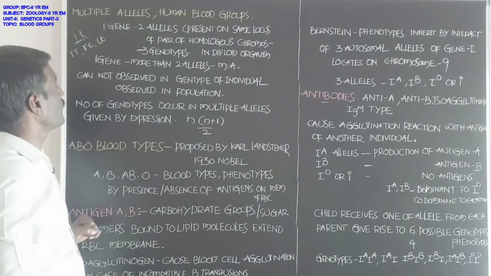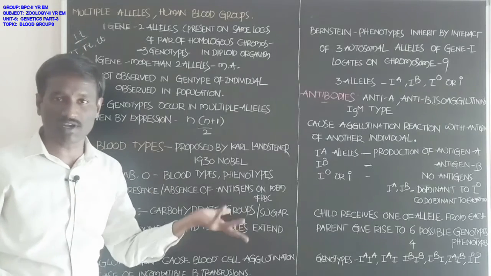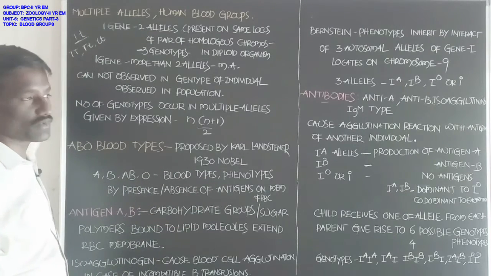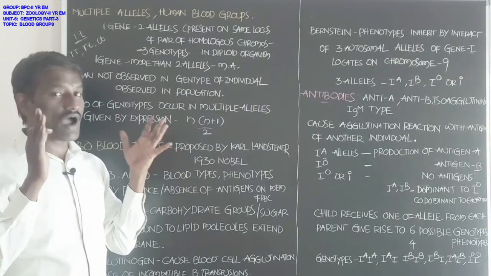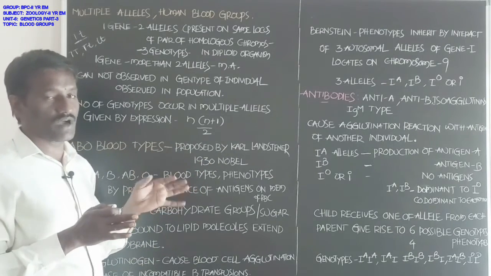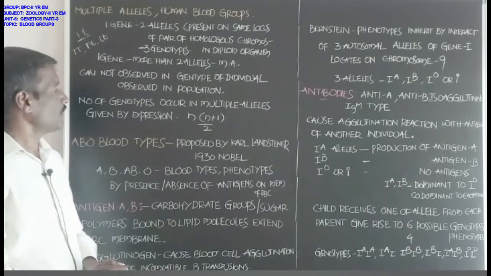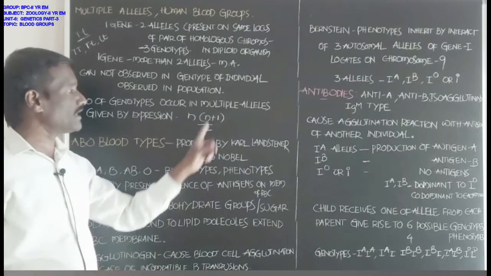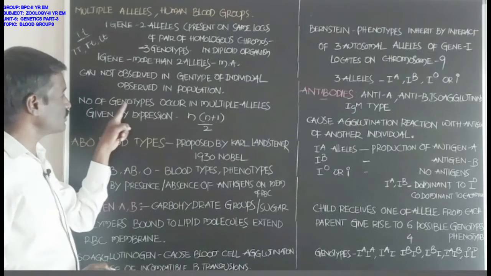By the presence of these alleles, the organism shows different types of phenotypic, morphological characters. Multiple allelism cannot be observed in the genotype of an individual. Observation is possible only within the population. Based on the number of multiple alleles, you can also estimate the number of genotypes.